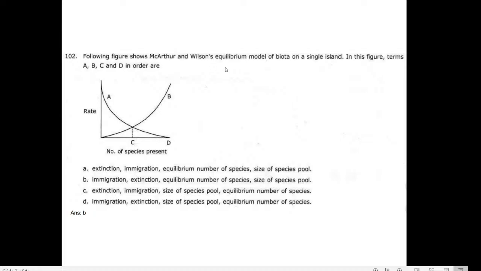If you are interested, please refer to MacArthur and Wilson's equilibrium model of biota on a single island or group of islands. There are many kinds of island studies. Why are they focusing on islands? Some particular islands specifically have one type of organism or species, so they did population studies on islands. The island study is the best thing.